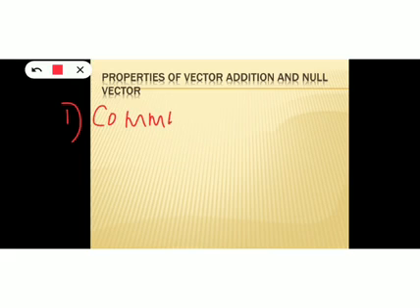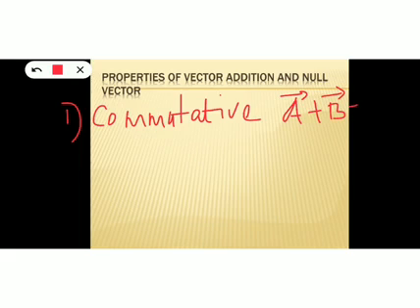So what do you mean by commutative property? You had already studied the commutative property in your mathematics portions. So consider two vectors A and B. Then vector A plus vector B will be equal to vector B plus vector A. So this is the commutative property of vectors.